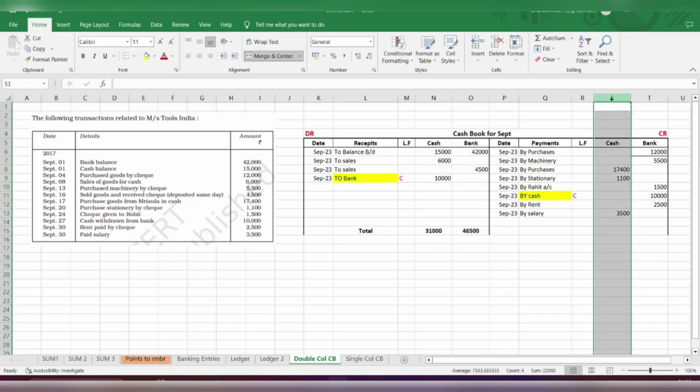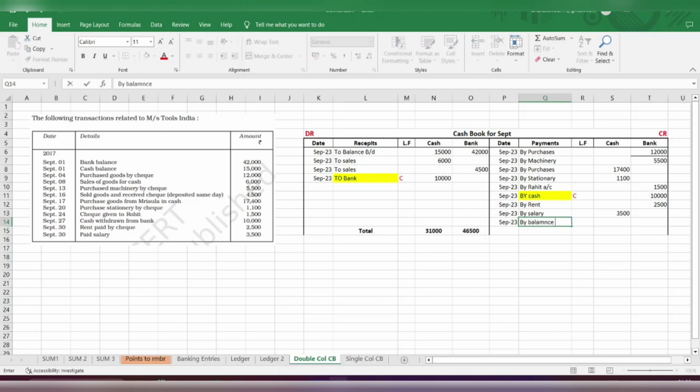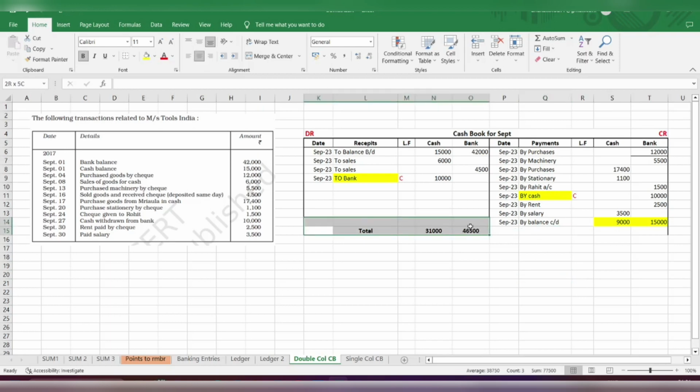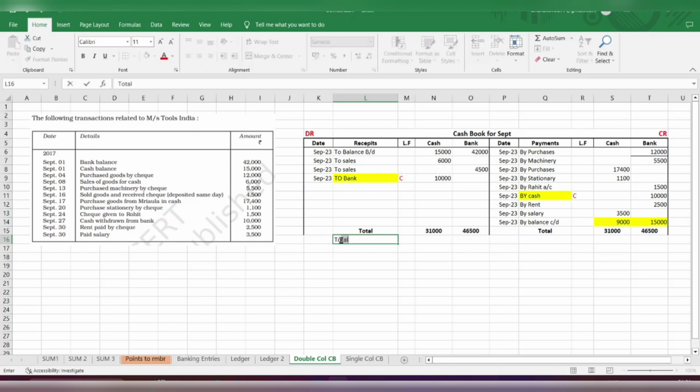Similarly, here the total is less, so we have to balance the accounts by balance carried down. For the balances of both accounts, just add up the totals of both accounts and then subtract to find the balance. So here our cash balance is 9,000 rupees and bank balance is 15,000 rupees. We have to bring down this balance for our next period.